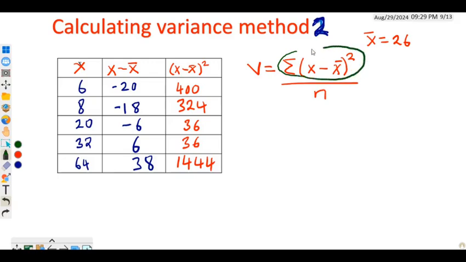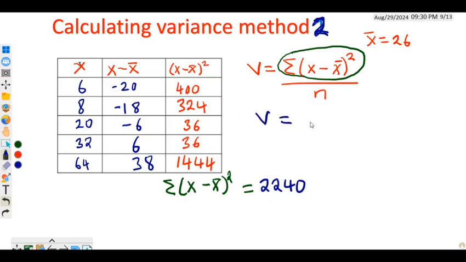So after finding this, we can now find the summation. We can say summation of x minus the mean squared will be, so we just need to add these values: 400 plus 324 plus 36, again plus 36, again plus 1444. So this will give us 2240.